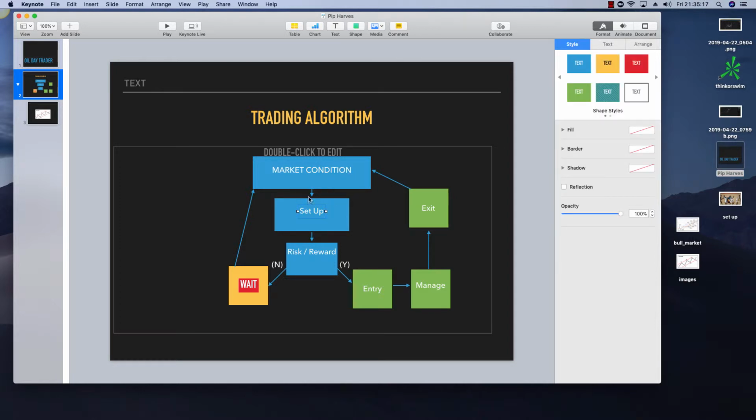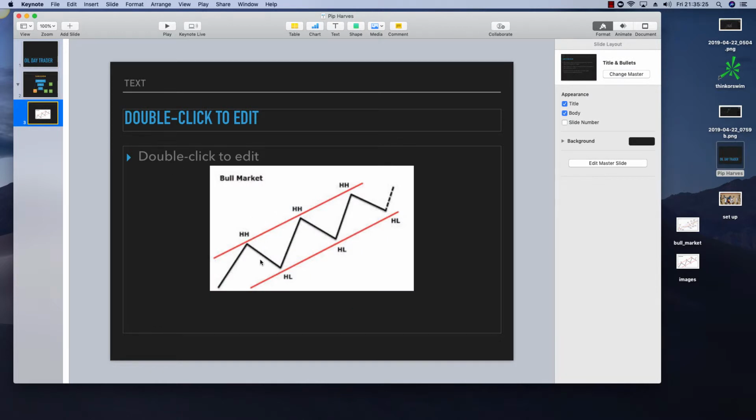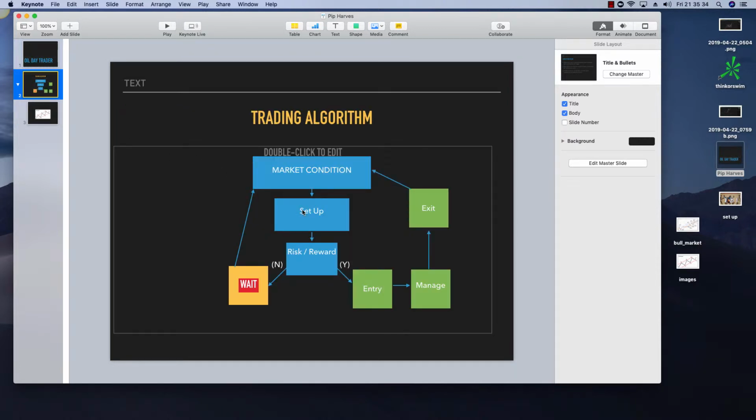So the second step is to get the setup. The setup in an uptrend is retracement to support, retracement to support, retracement to support. When you recognize that setup, then you're thinking about entry. But before you just hit the button and go long, you've got to think about risk to reward. That's the big thing people don't talk about.